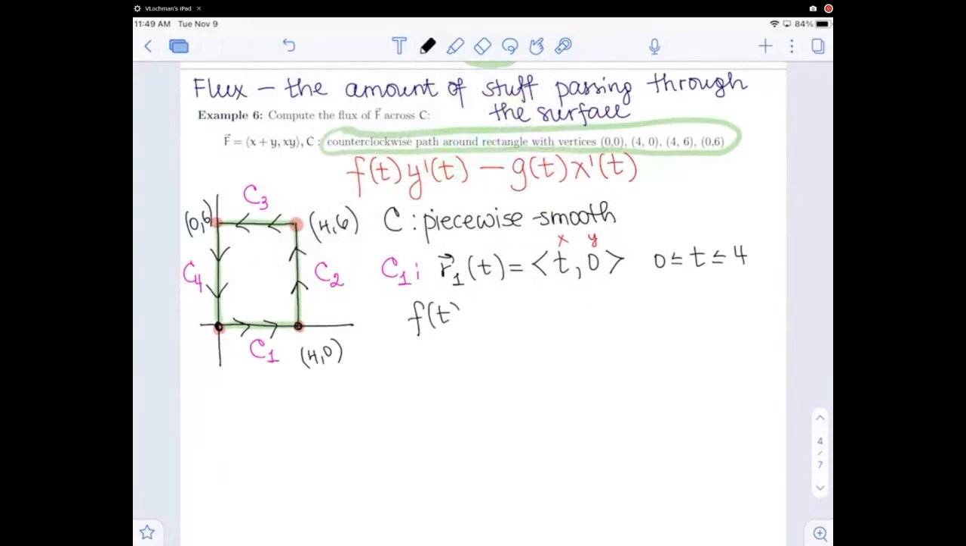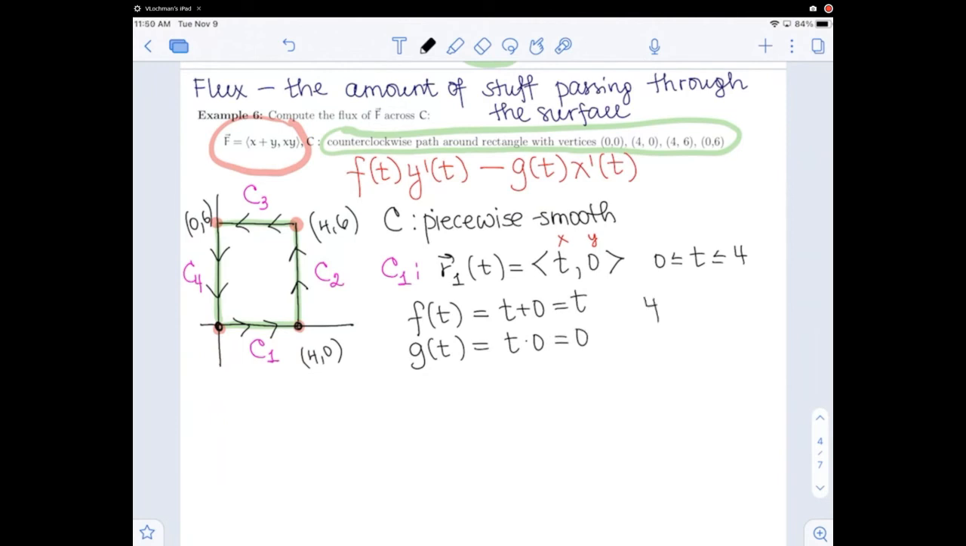F of t is equal to x plus y, right? So this would be t plus 0, and that's just t. Okay, what about g of t? I'm looking at my original function right here. This is my function, right? So g of t is x times y. So that would be t times 0. So that's 0. Okay.